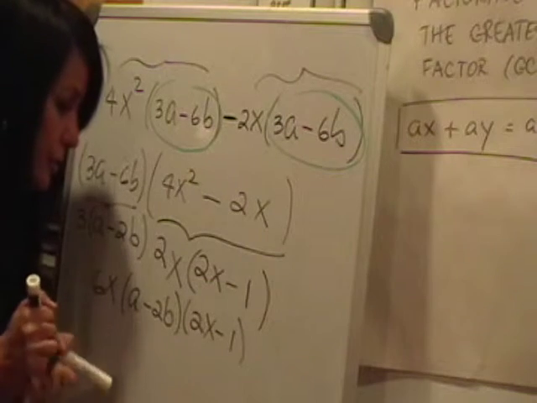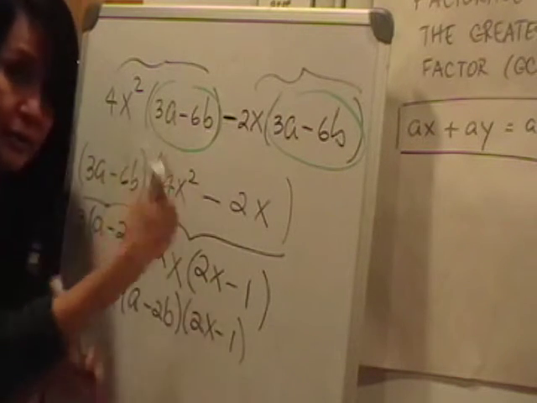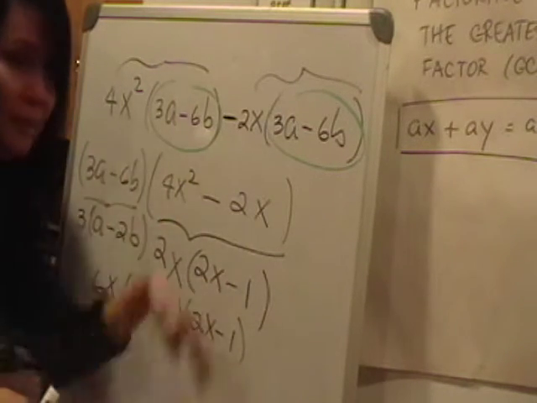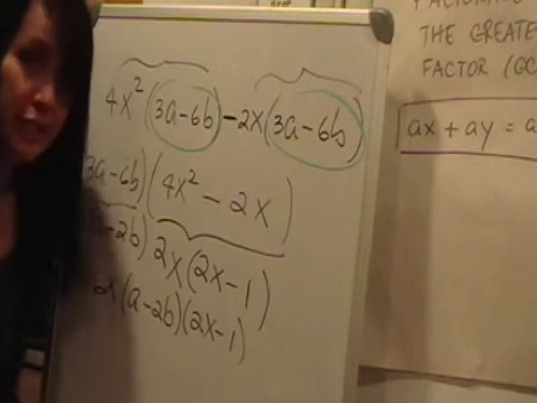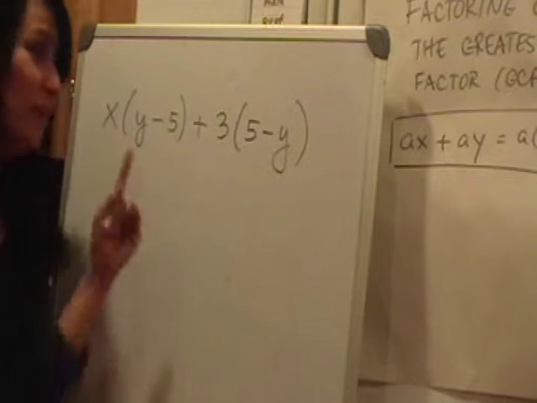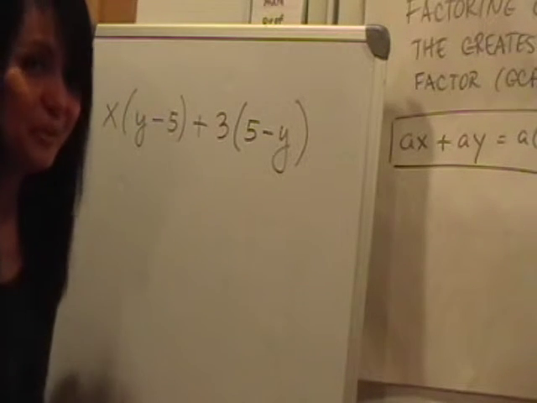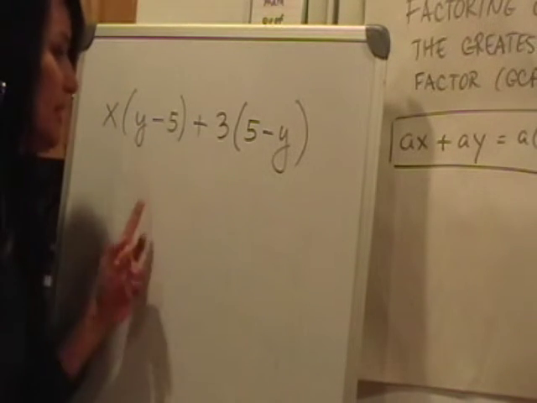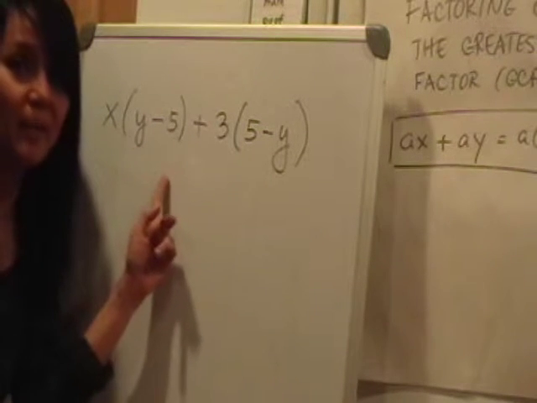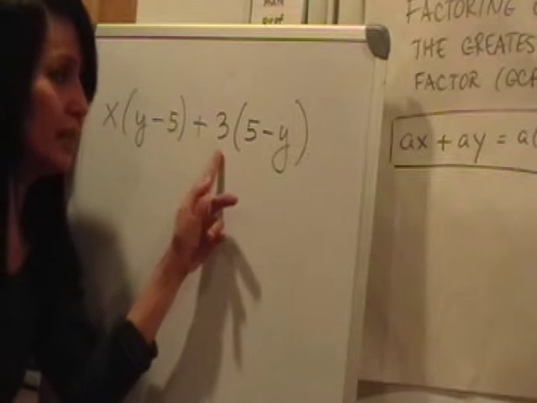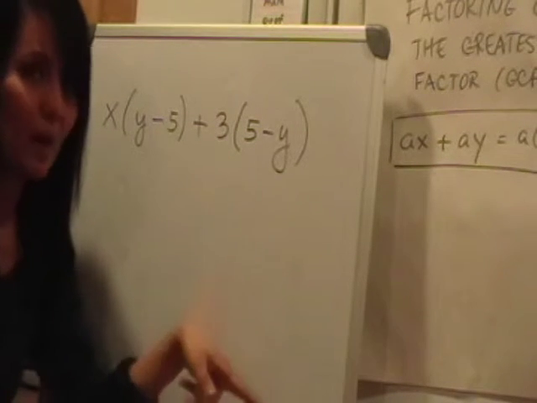So just to show you that it gets more and more fun, of course we can just keep adding more complications to these, but I hope you got the idea of how to factor out the GCF. I thought I was done, but I remembered one more complication to the GCF factoring, namely if I have this, let's read it. So it's x times the quantity y minus 5 plus 3 times the quantity 5 minus y.